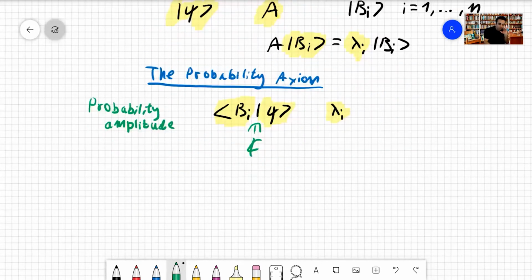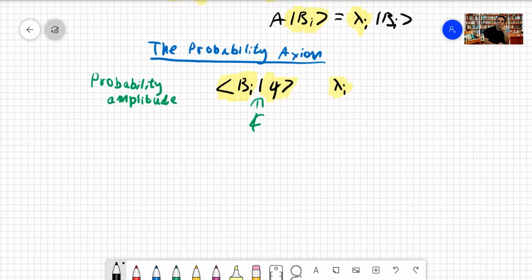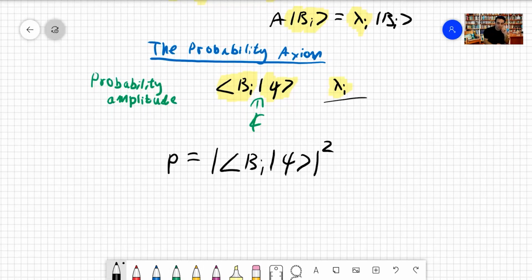However, what the probability axiom says is that the magnitude squared of the probability amplitude is the probability. So the probability to get the value λ_i in my measurement, given that the system is in the state ψ, is given by the magnitude squared of the probability amplitude. This is a very important and fundamental axiom in quantum mechanics, and it is also called the Born rule.